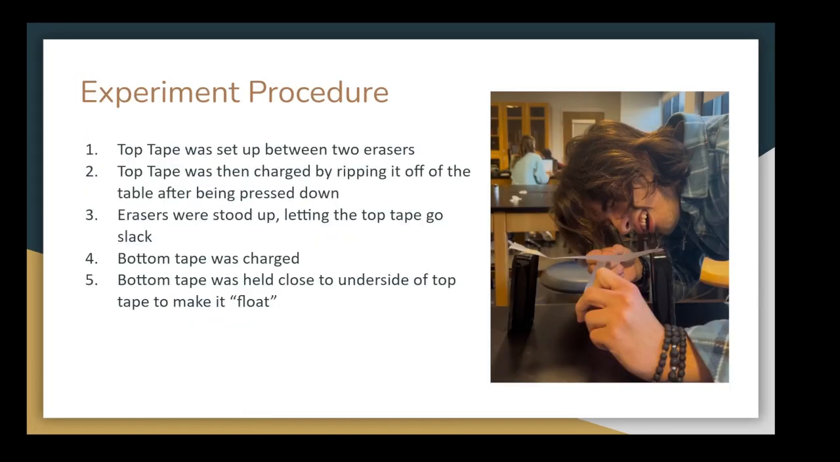Now, the procedure. The top tape was set up between these two erasers right here. And then while it was on there, it was charged by ripping it off the table. And then there was a little bit of slack, so we put the erasers kind of close together. So there was a bit of slack hanging down. Then we charged this bottom tape and put it close to the bottom so that the two fields could interact, and then they pushed to the top.